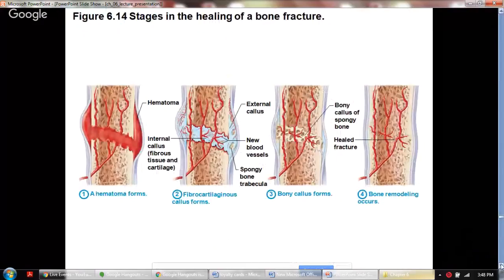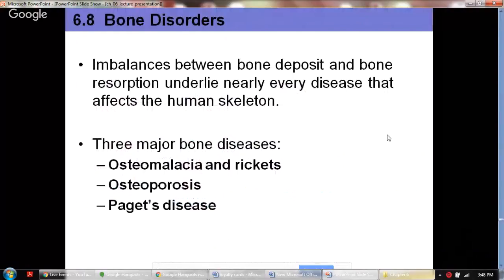The next one would be the bone disorders. An imbalance between bone deposition and bone resorption underlies nearly every disease that affects our human skeleton. There are 3 major bone diseases. This is not the only list, but let's talk about these in this lecture: osteomalacia and rickets, osteoporosis, and Paget's disease.